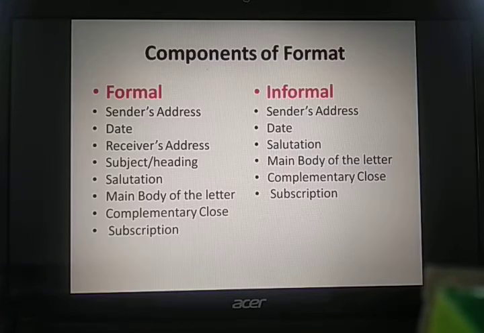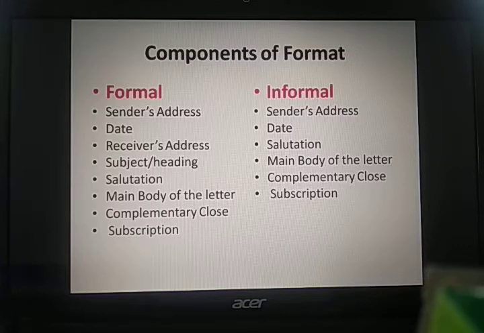When you will be writing a formal letter, there will be 8 parts. Okay, and when you will be writing an informal letter, there will be 6 parts. Formal letter. At the very first, at the top, you are supposed to write the sender's address. Then after, you have to mention date. Then after, you have to write receiver's address. Then the subject or the heading. Okay, subject you have to write.